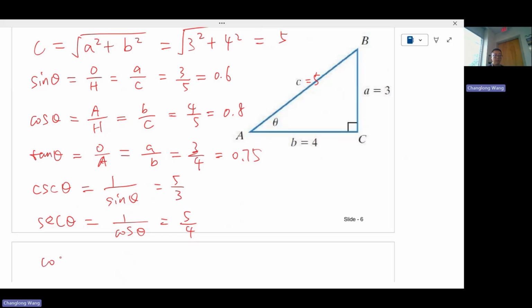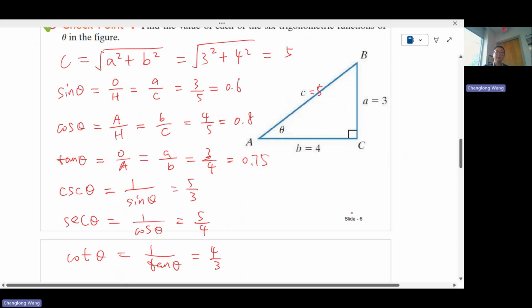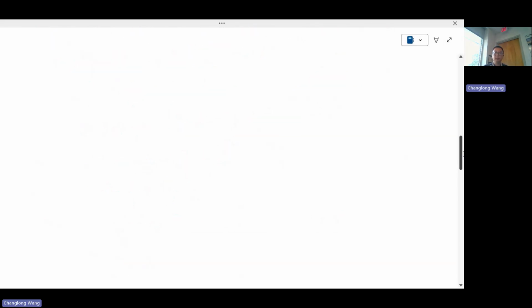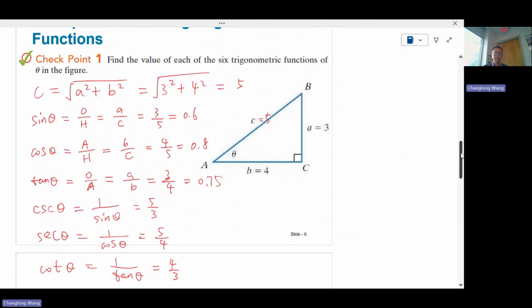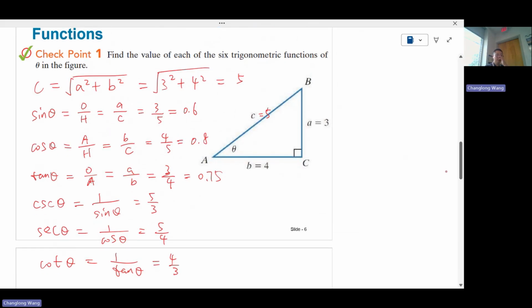The last one, cotangent, that should be the easy one, right? Cotangent is just the reciprocal of tangent. All right, so you get 4/3. Okay, it's not too bad, but you have to be very patient to get all six written down. Try it a few times on your own, without any assistance from the notes and the homework. And later you'll find it very natural to do, and also quickly.